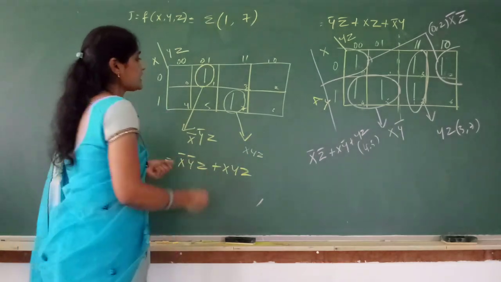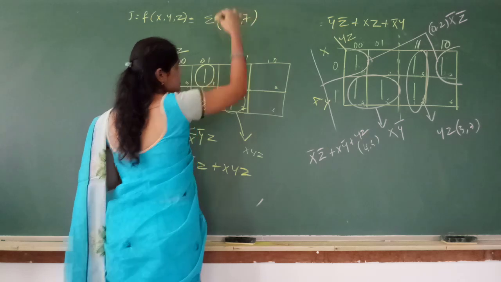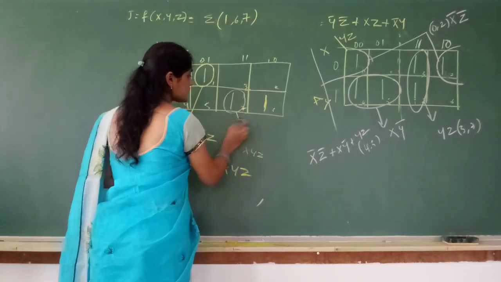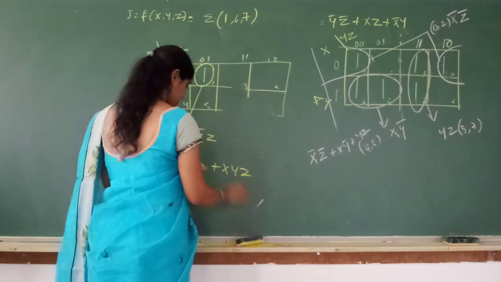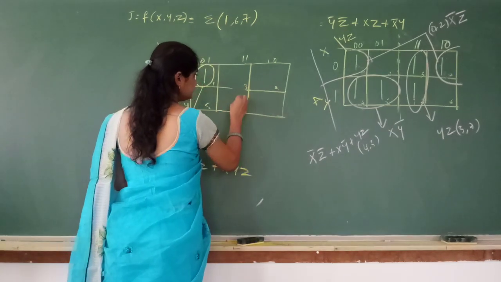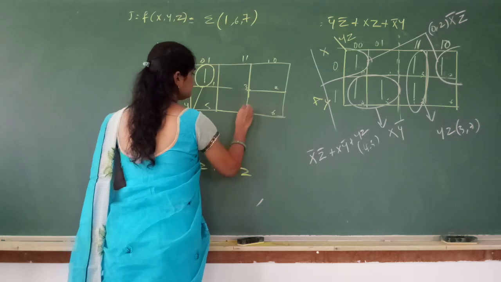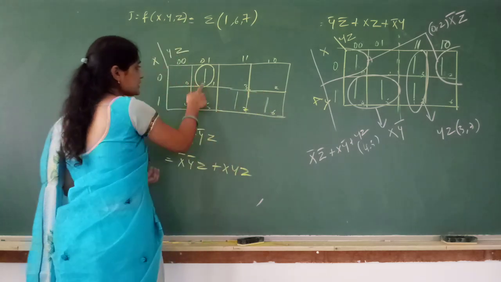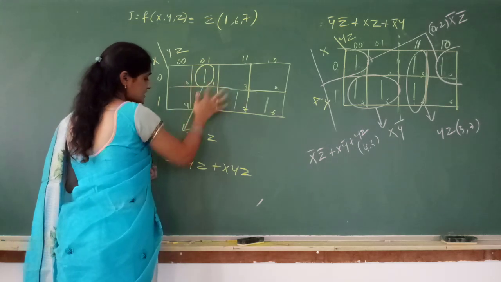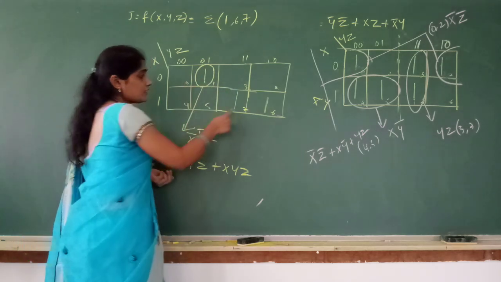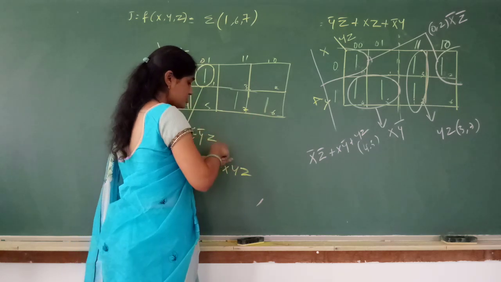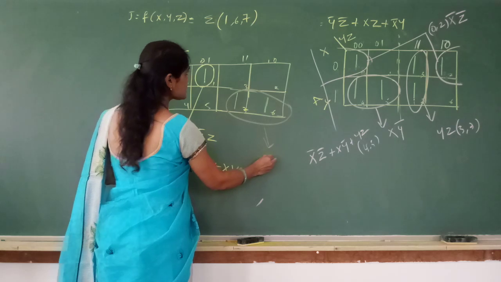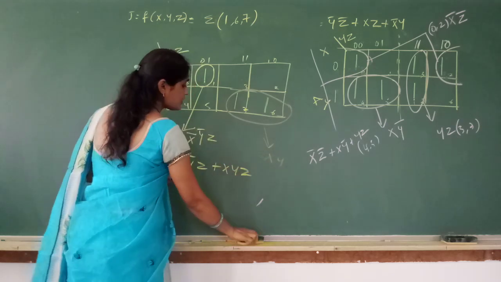Okay. If in case the question is 1, 6, 7. So 6 also is a min term, 7 also is a min term. For this cell there is no adjacent cell, so you get x bar, y bar, z. For 7, 6 is adjacent, so you will go for 6 and 7 grouping. So what is the equation we get? X, y.